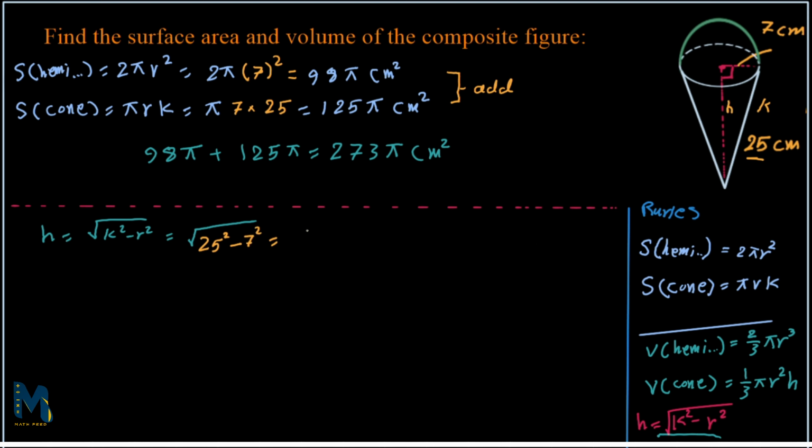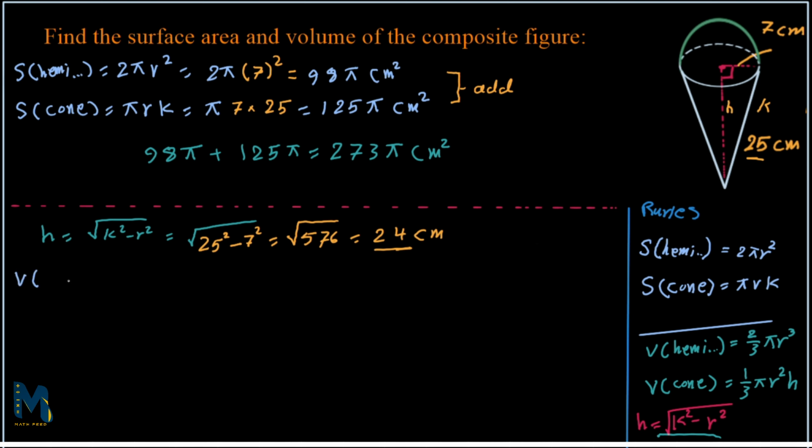By a calculator you can solve it. 25 square minus 7 square, both of them together equals 576. And the square root equals 24 centimeter. This is how we found the value of h. So h equals 24. Now we can use the volume of hemisphere and volume of a cone.